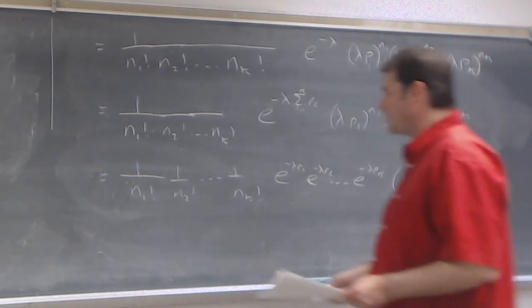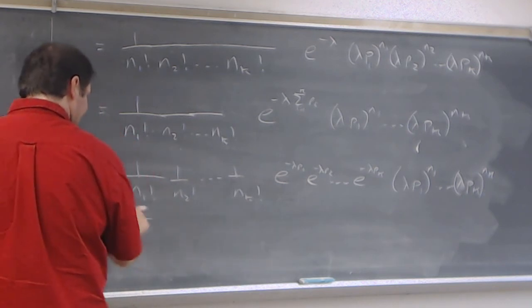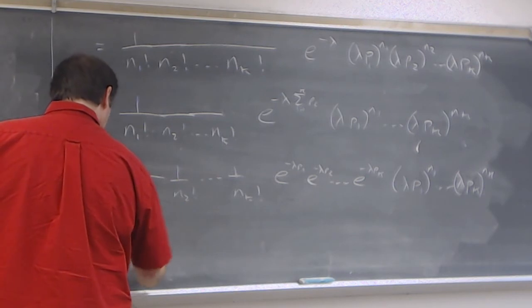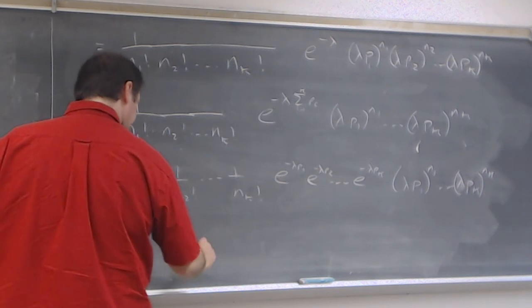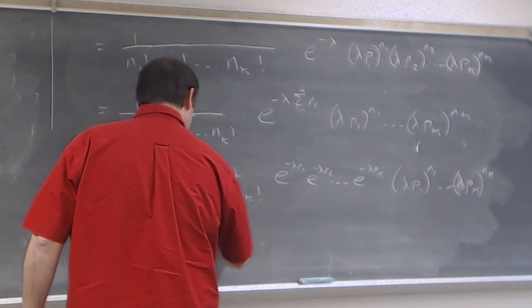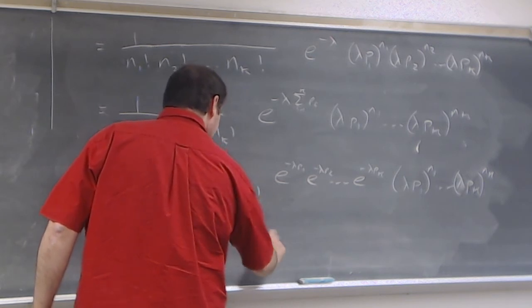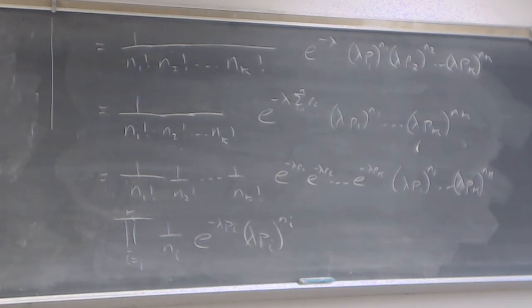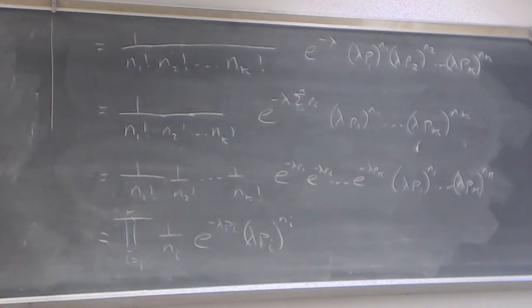Okay. And this can be written with notation indicating product. This represents a product, like the sigma represents a sum. As i runs from 1 to k, this would be 1 over n sub i factorial, e to the minus lambda p sub i, lambda p sub i raised to the n sub i. That's one way of rewriting or expressing what we have above.